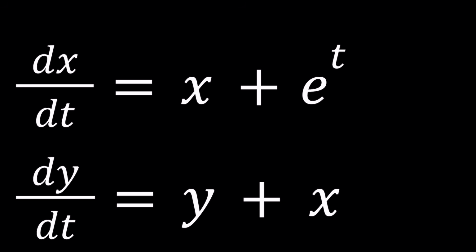Okay, so we have this system where we have dx over dt equals x plus e to the power t, and dy over dt is y plus x. So one thing to notice about this system, because y and x are functions of t, that's what we're going to try to solve for, right? The first equation does not contain any y. That's a good thing, okay? That'll make the system a lot easier.